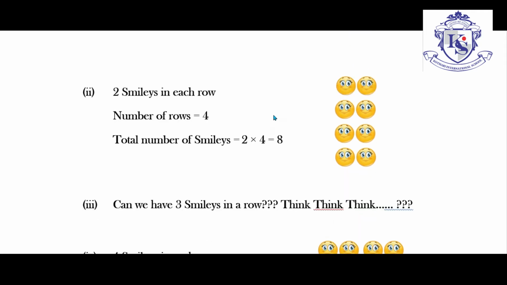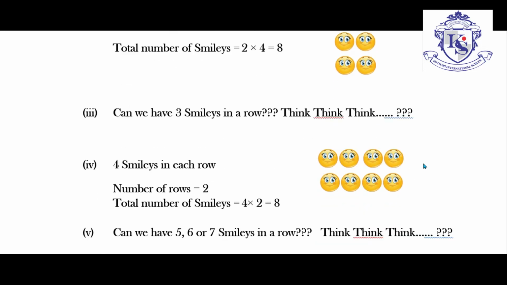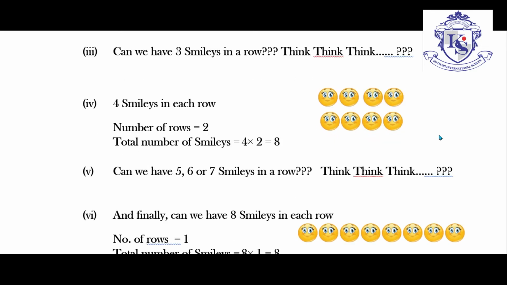Let's go to 2 smileys in a row. If I arrange 2 smileys in a row, how many rows do I get? 4. And yes, the rule is applied here. There are same number of smileys in each row. Now, can we have 3 smileys in a row? Think, think, think. If I have 3 smileys in a row, I will have 3 here, I will have 3 here, and I will be left with only 2. So the number of smileys in each row will not be equal. So we cannot have 3 smileys in a row where the number of smileys is same.